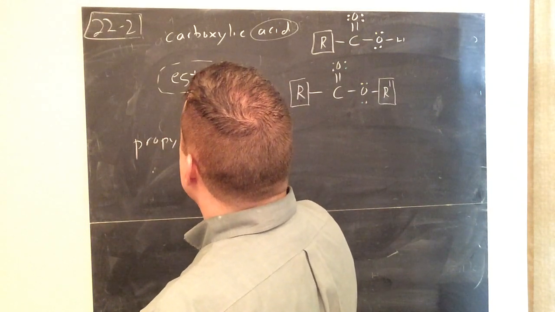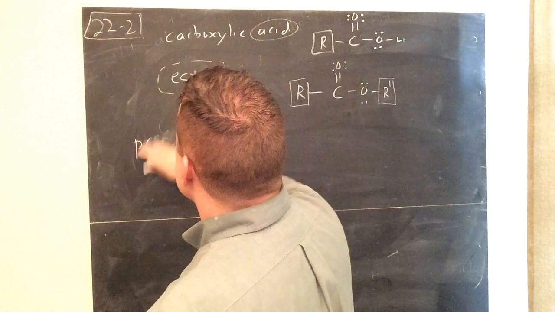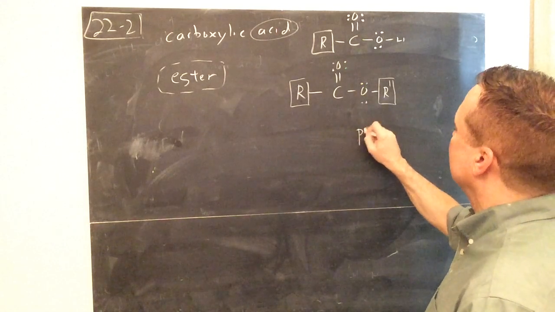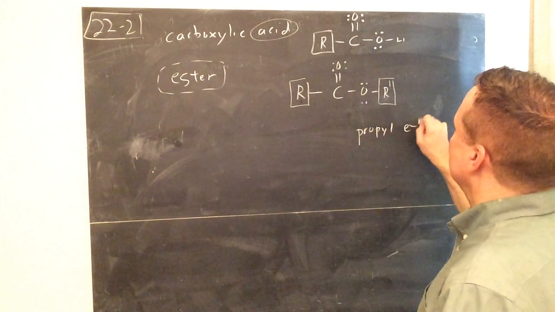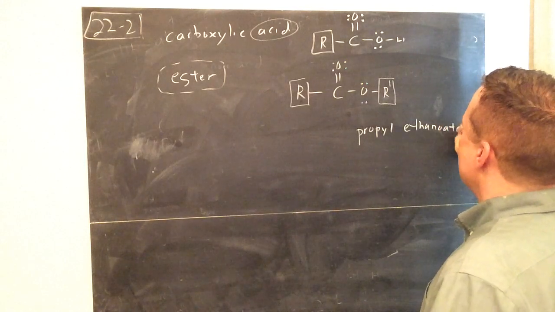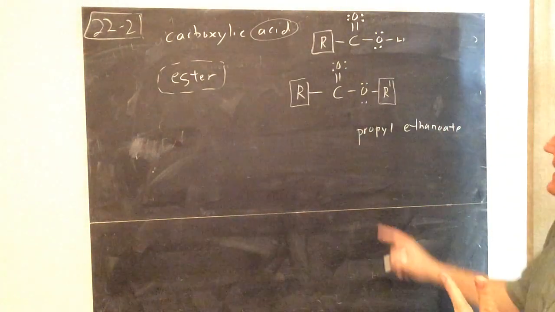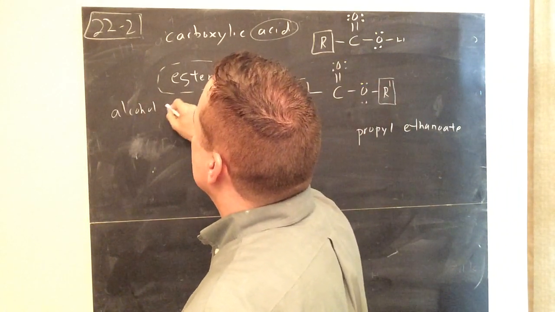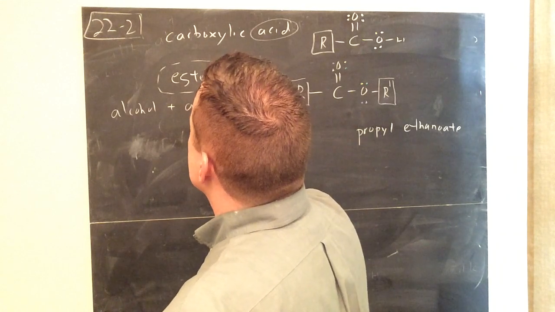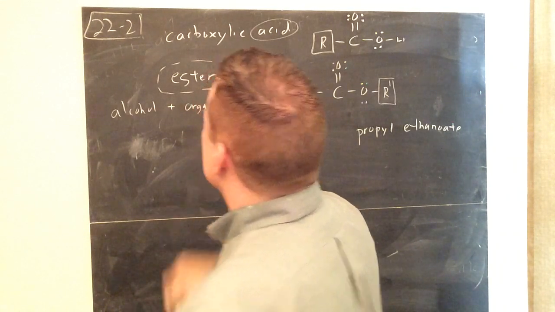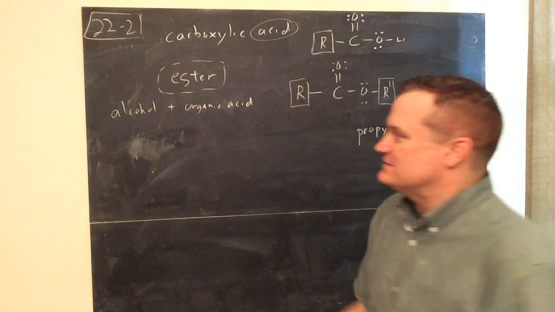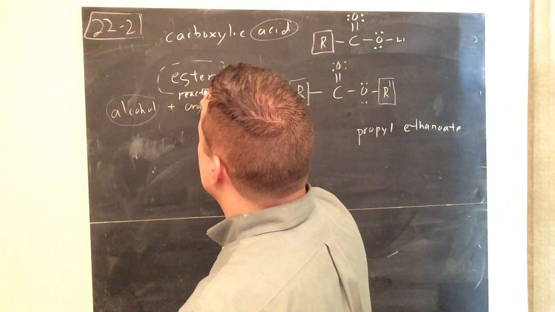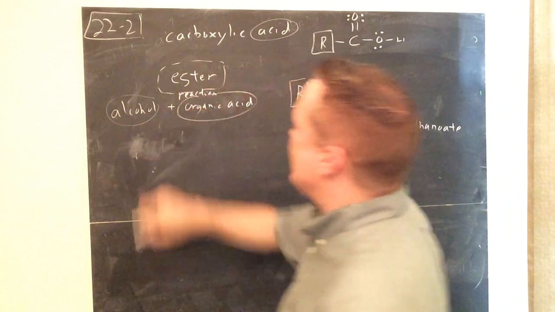Propyl ethanoate. Actually, I'm going to write it over here. All right. There are two chemicals that you add together to make an ester, and it's always an alcohol plus an organic acid. We just learned about carboxylic acids, if you want to say that. So it takes two things to make an ester reaction. I do want you to know this: it's an alcohol plus an organic acid.